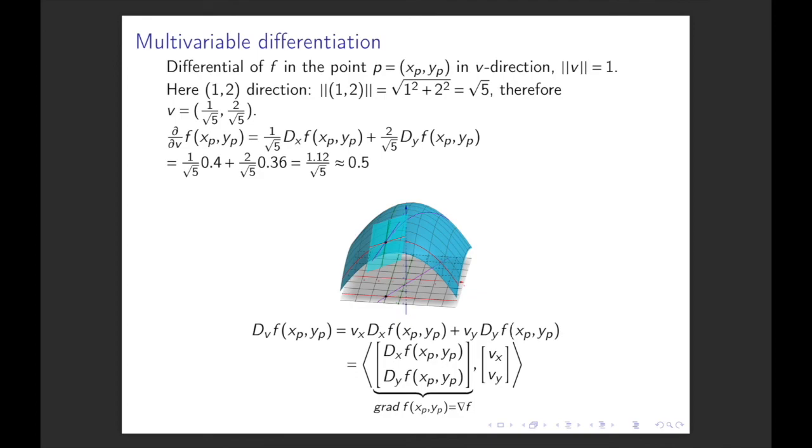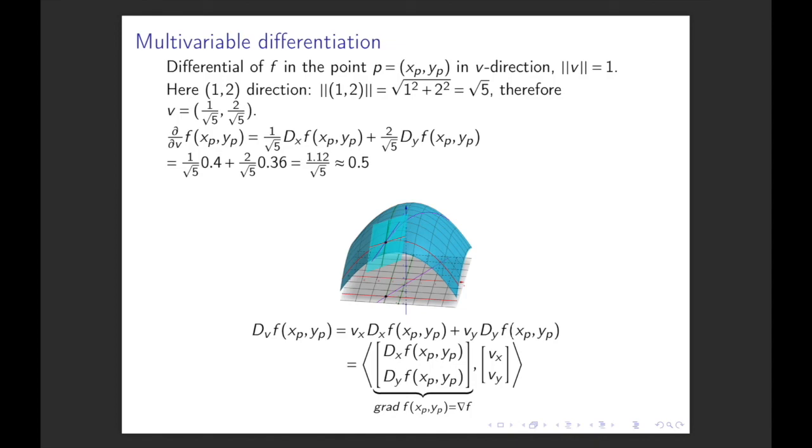On the bottom of the page you see another way of writing the sum that gives the directional derivative, namely as a scalar product. This is what is written in these two edged brackets. And the scalar product of two vectors is the product of their x-coordinates plus the product of their y-coordinates. That's exactly the formula that we have here.